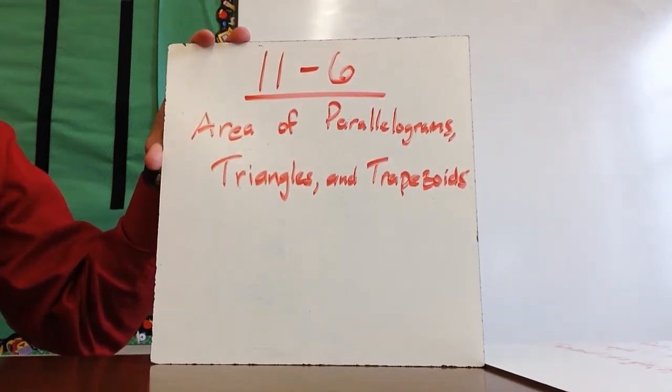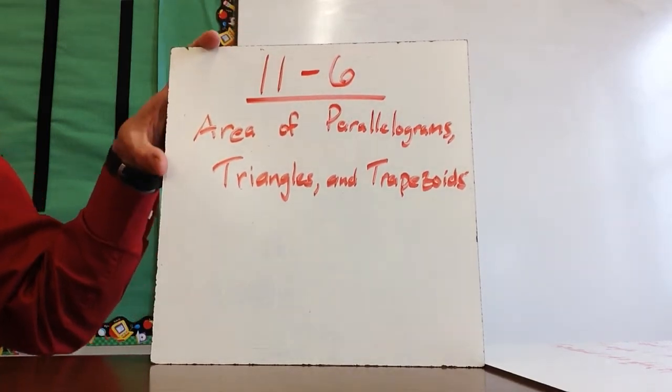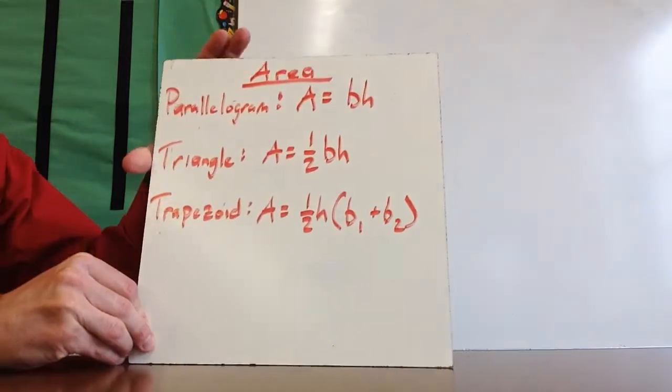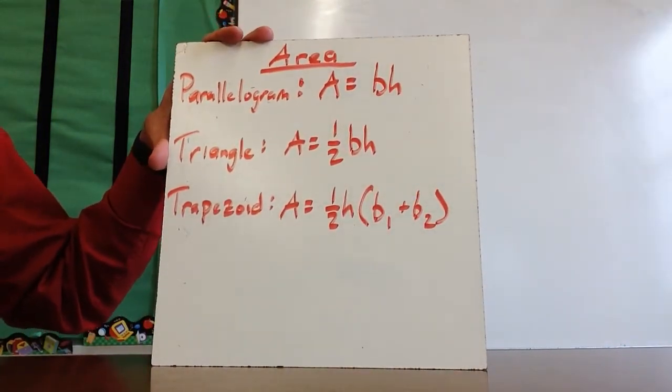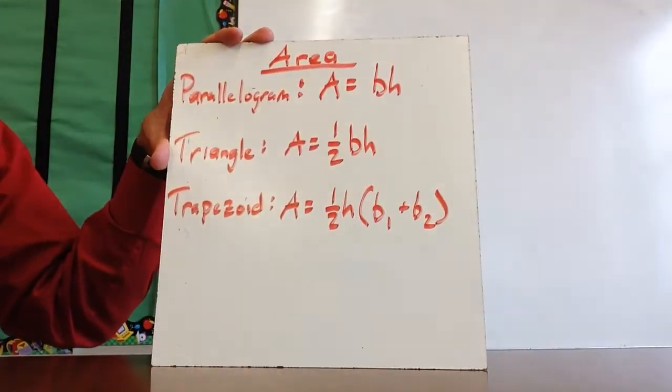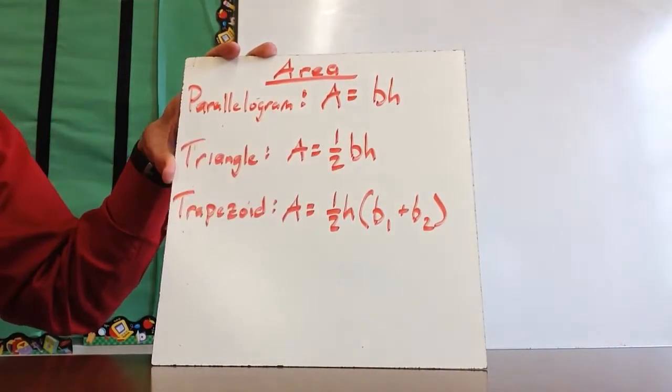This video will discuss Chapter 11.6, Area of Parallelograms, Triangles, and Trapezoids. So I want to start by giving you the formula for each of the three. To find the area of a parallelogram, you're going base times height. To find the area of a triangle, it's 1/2 times base times height.